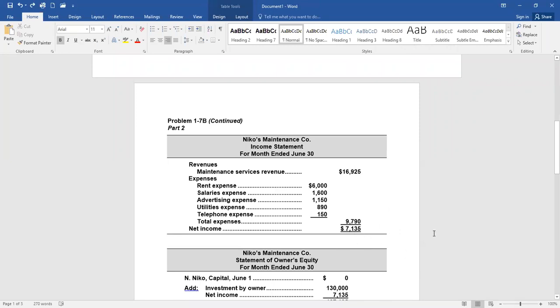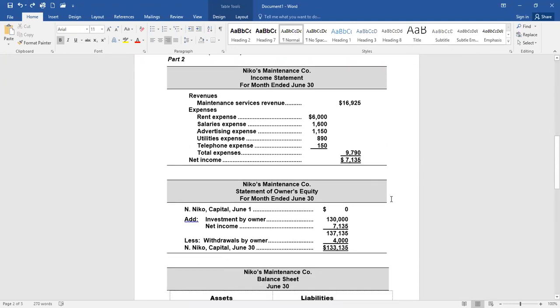So this company's profit, net income for the month of June from providing services and paying for those services to run their business every day, is $7,135. So that's one statement using some of the information from our sheet.